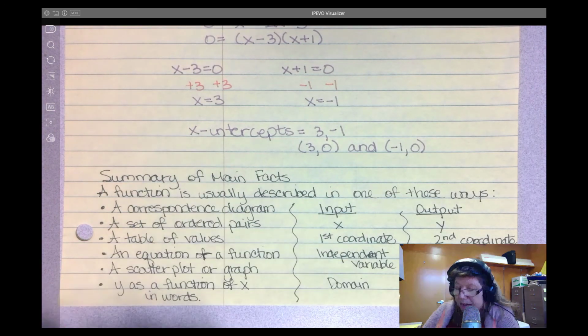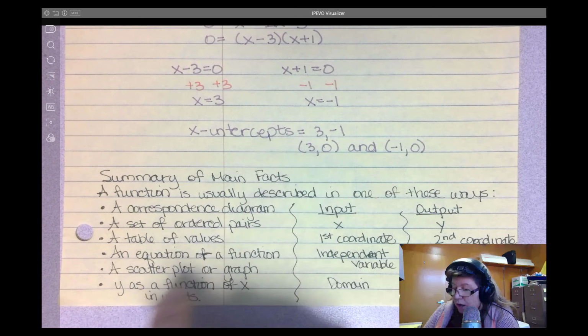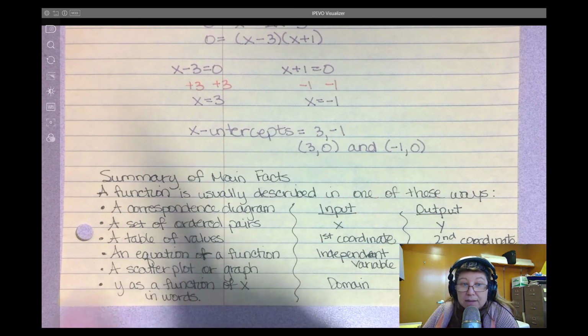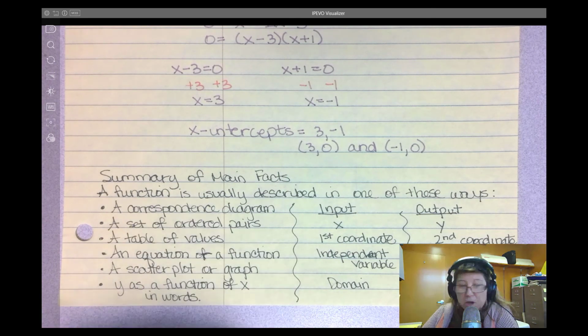The main facts of a function are usually described in one of these ways. 1, a correspondence diagram. 2, a set of ordered pairs. 3, a table of values. 4, an equation of a function. 5, a scatter plot or graph. And then "y as a function of x" when you're using words.